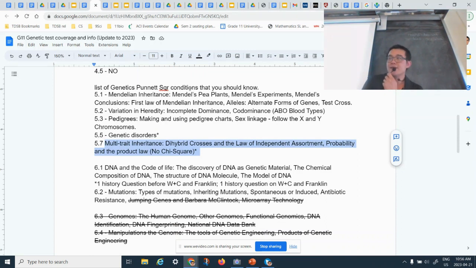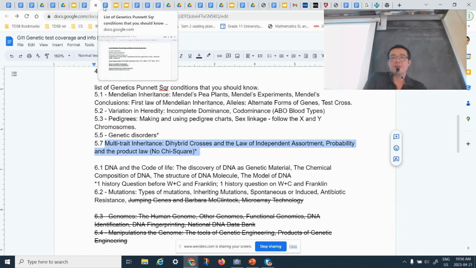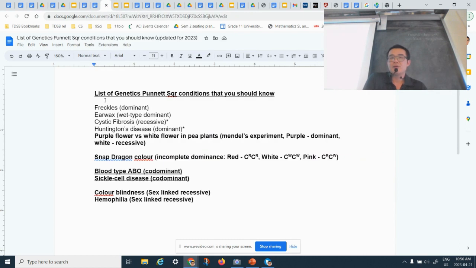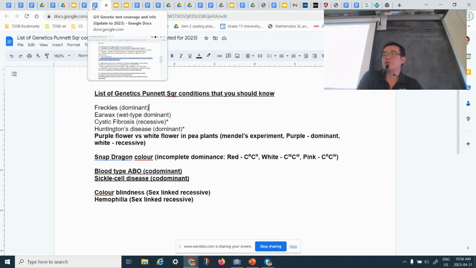In terms of Punnett squares, that's about it. Of course, as you saw earlier, there are some conditions that I'm going to do some Punnett squares with you, but in terms of the types of Punnett square, there are not going to be any new ones to do. Any questions so far?